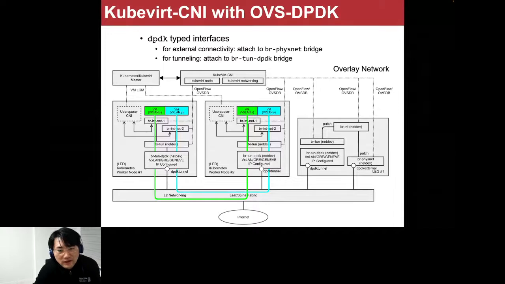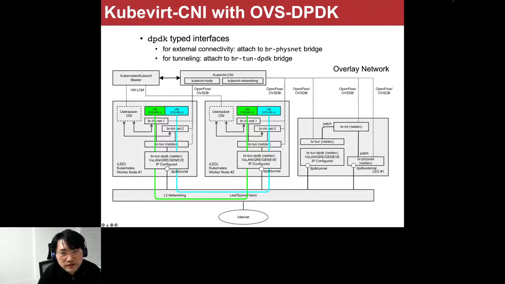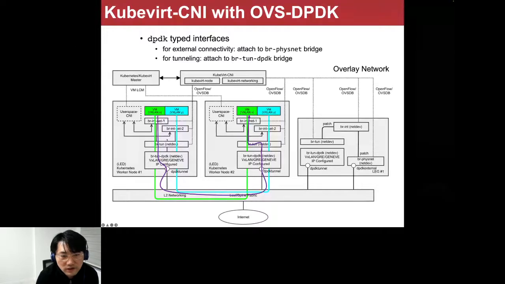Okay. And this is the revised architecture for OVS DPDK, and the several differences are that we have to introduce another bridge called br-dpdk, and we have to configure the IP address for this bridge in this case. So for tenant network, it's fairly simple. Just go through this tunnel.